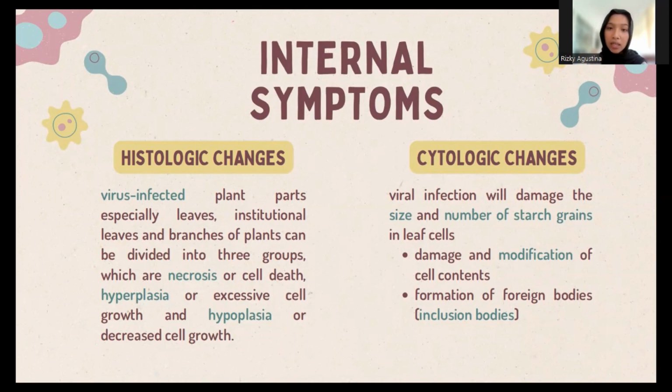The second one is cytologic changes. Viral infection will damage the size and number of starch grains in leaf cells, and cause damage and modification of cell contents, formation of organelle bodies, and inclusion bodies.